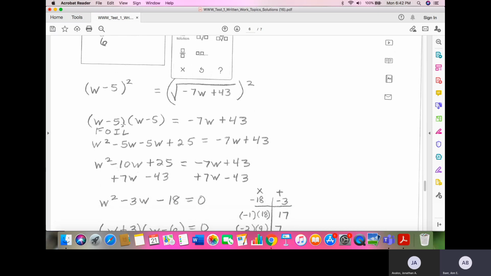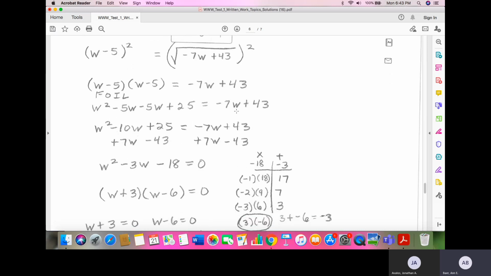So you FOIL this, 2 terms times 2 terms. First, w times w, w squared. Outer, minus 5w. Inner, minus 5w. That gives us minus 10w. Last, negative times negative is a positive, 5 times 5 is 25. And this just gets copied down. And we can go all the way to here. Actually, we talked about that.